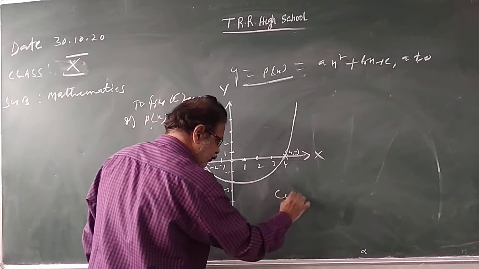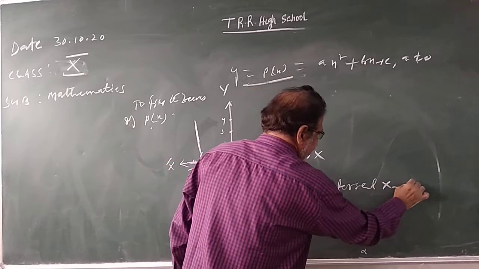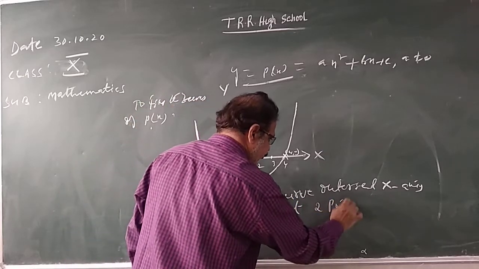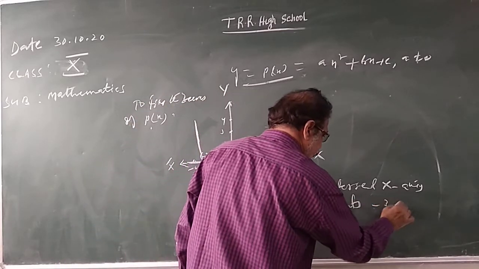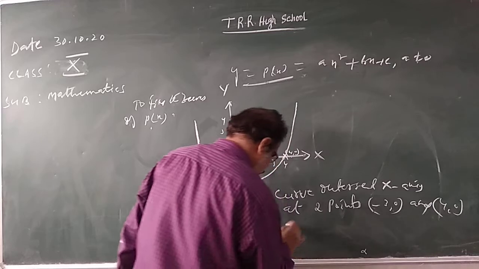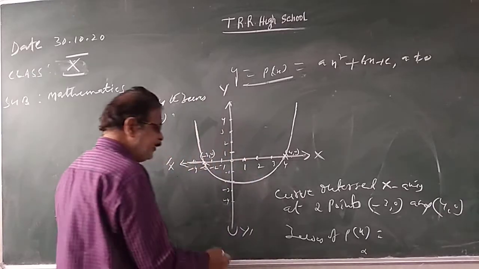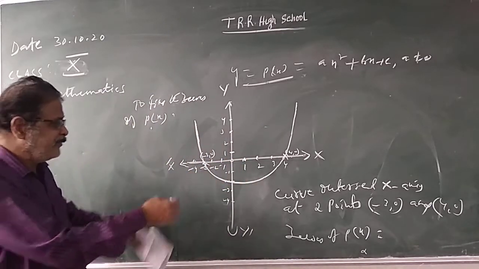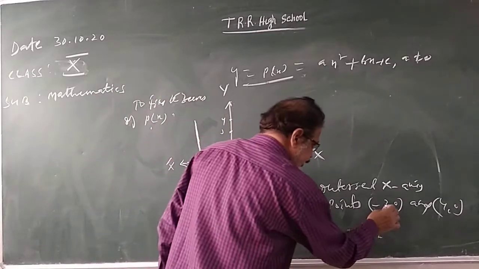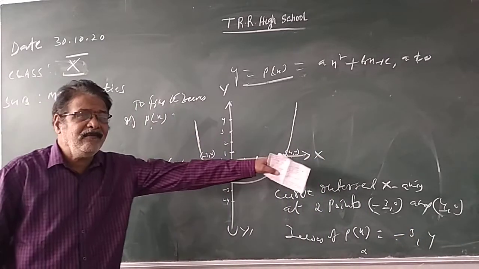So the curve intersects the x-axis at 2 points. What are those 2 points? Minus 3, 0 and 4, 0. So the zeros of p(x) are where the curve intersects the x-axis, at minus 3, 0 and 4, 0. Their x-coordinates are minus 3 and 4. The zeros of it are minus 3 and 4.